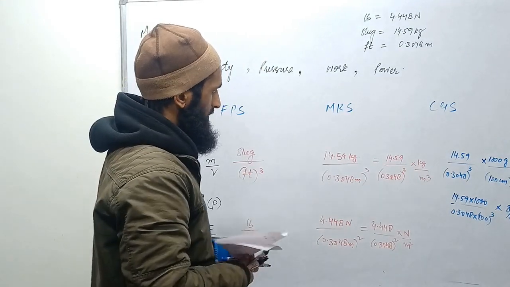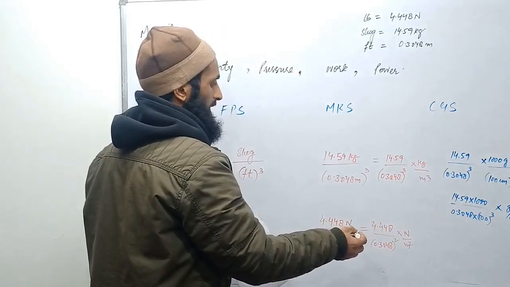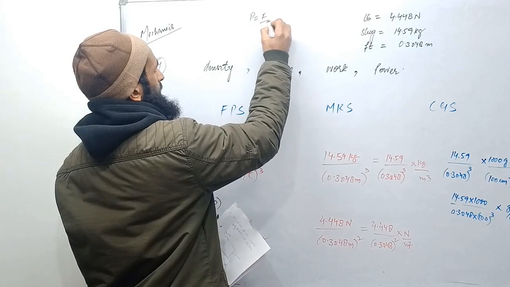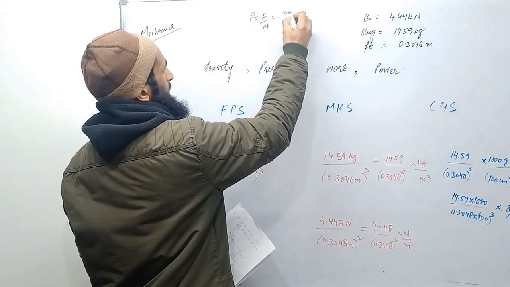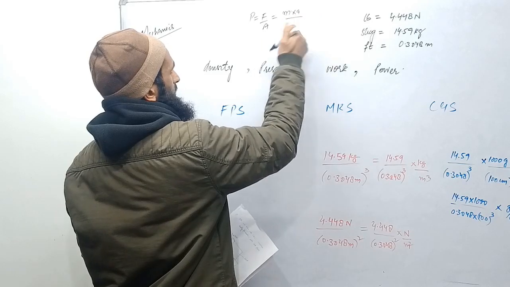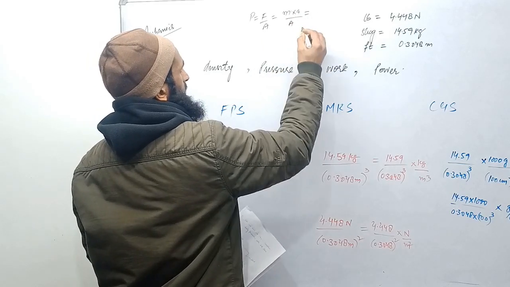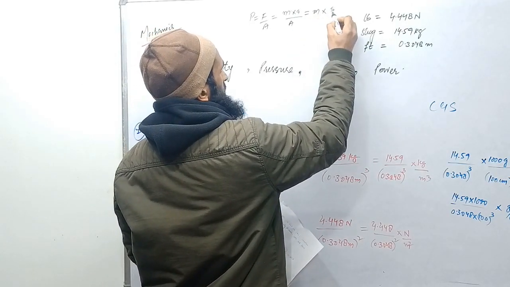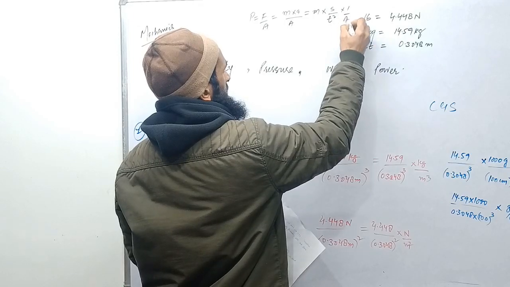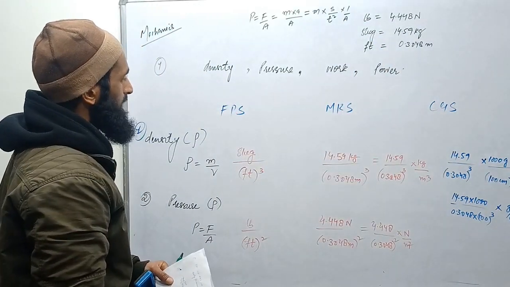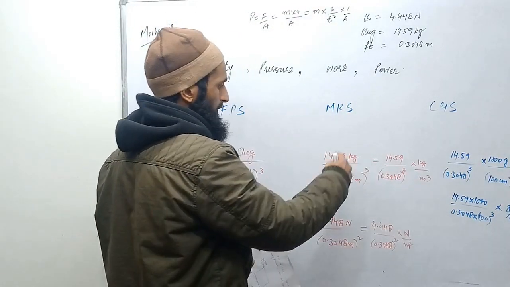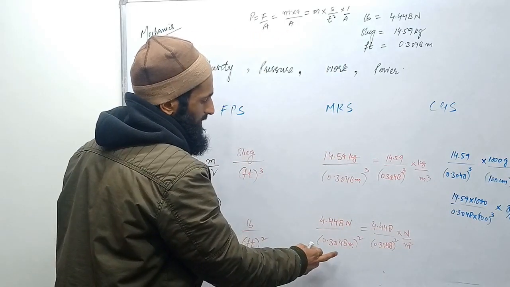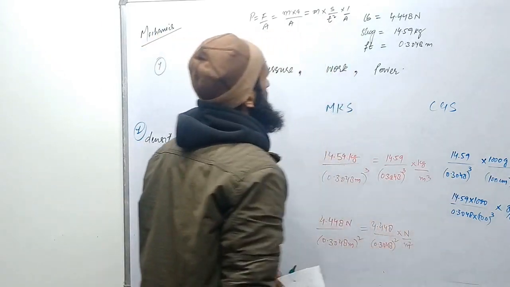So before converting this into CGS system, we will write force per unit area. Pressure is equal to force per unit area. Force is mass into acceleration divided by this area, and acceleration is distance divided by time square, divided by area. Okay, so we have to make a conversion from MKS system into CGS system.